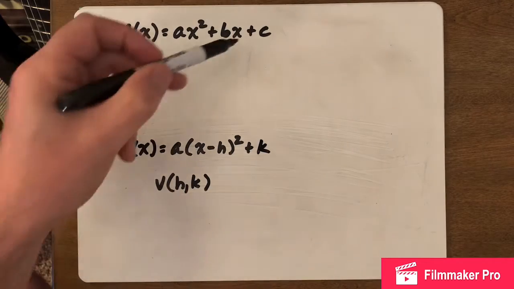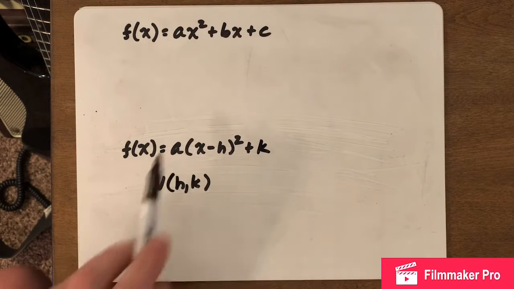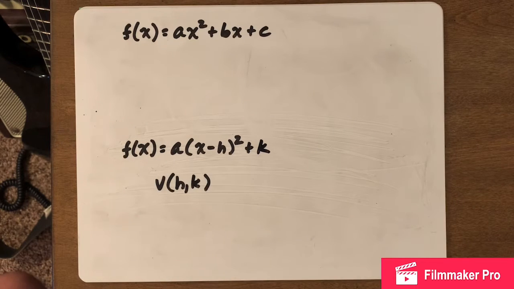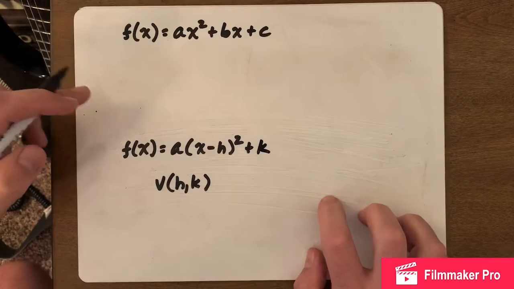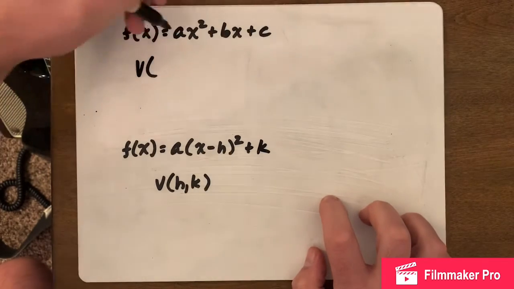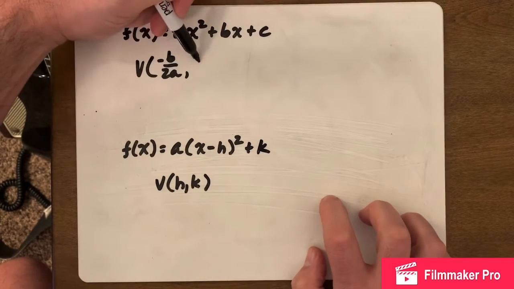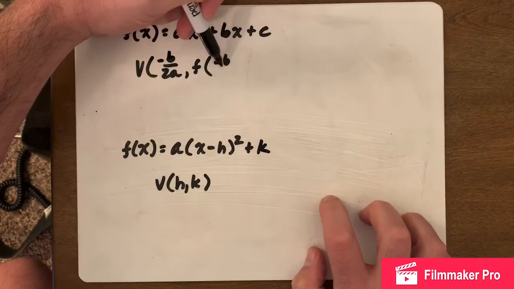So how do we find the vertex here without having to do all this? I will actually show you a couple different ways. Well, here's what it is. The vertex is going to be, for this form, at negative b over 2a, comma, f of negative b over 2a.